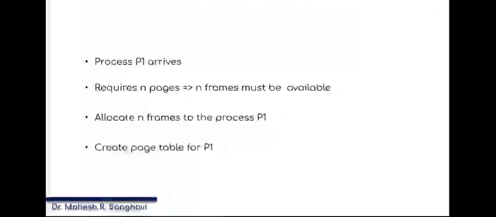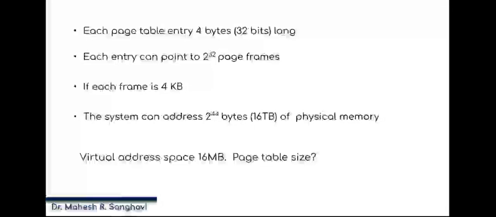Now if you observe here, whenever the process P1 will arrive, we require N pages, and N frames must also be available. Why do we need the number of pages and the number of frames to be equal? Because we are normally mapping pages on frames. We allocate N frames to a process P1, that we need to do first, and then we have to create the page table entry for P1. That is the idea whenever any sort of process will arrive.